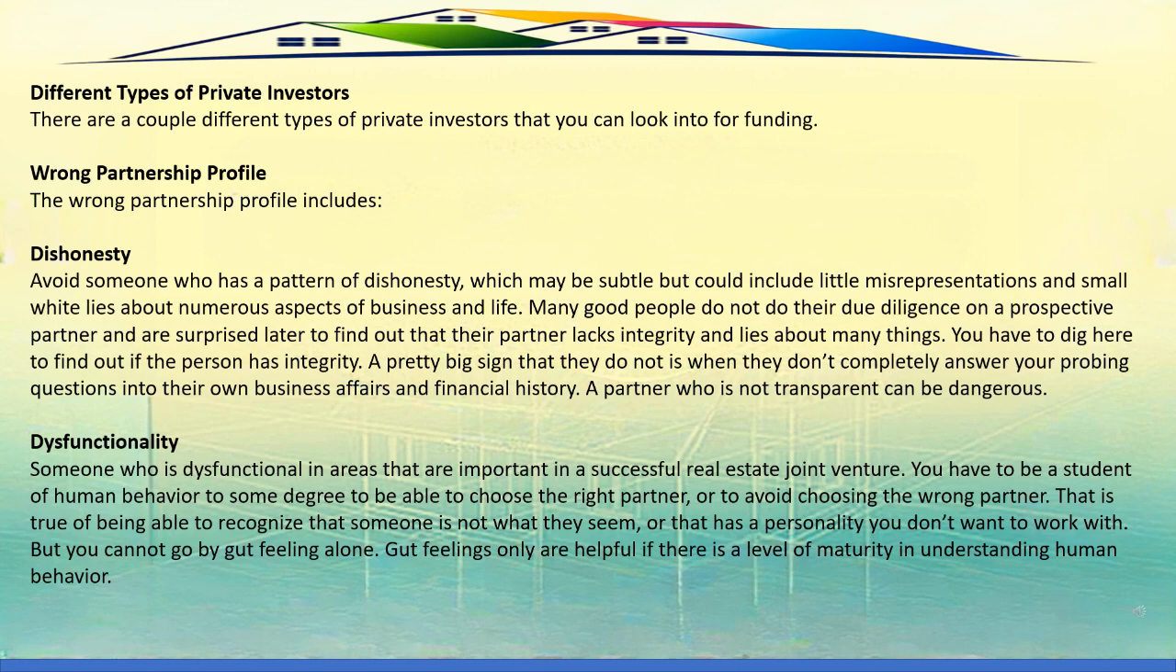Wrong partnership profile. The wrong partnership profile includes dishonesty. Avoid someone who has a pattern of dishonesty, which may be subtle but could include little misrepresentations and small white lies about numerous aspects of business and life. Many good people do not do their due diligence on a prospective partner and are surprised later to find out that their partner lacks integrity and lies about many things. You have to dig here to find out if the person has integrity. A pretty big sign that they do not is when they don't completely answer your probing questions into their own business affairs and financial history. A partner who is not transparent can be dangerous.